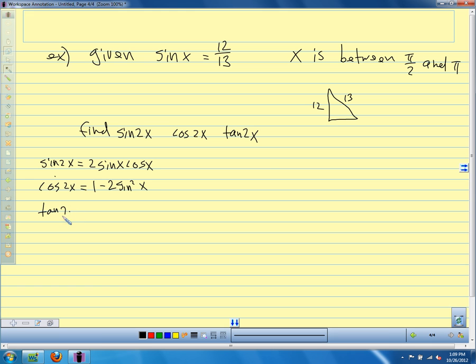And then tangent of 2x, our identity for tangent of 2x is 2 tangent x over 1 minus tangent squared x. So in order to find the tangent of x, we need to find the cosine of x. And in order to find the sine of 2x, we need to find the cosine of x. So from this right triangle, we can find our missing side.